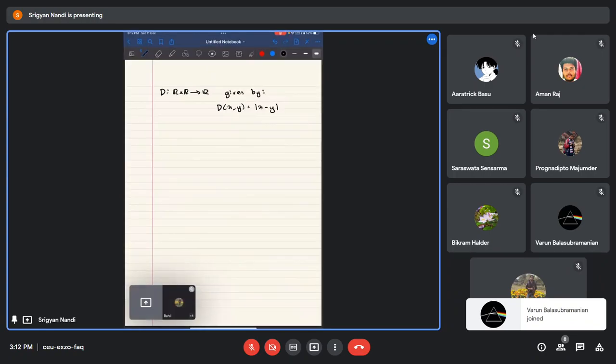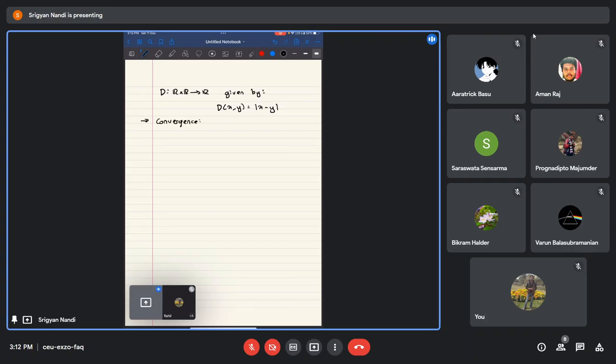Okay, so then we proceed to reformulate the definition of convergence again. Convergence will again be defined as: we say that the limit as n tends to infinity of a_n is a if for any epsilon greater than 0 there exists a natural number N such that, after a point in the sequence, we have the distance D(a_n, a) less than epsilon for all n greater than or equal to N.